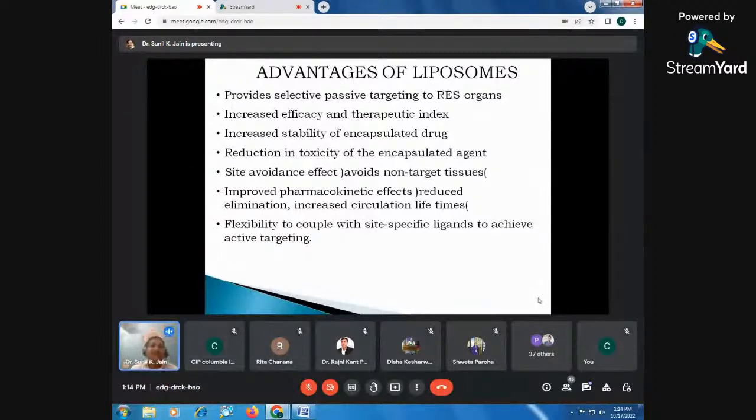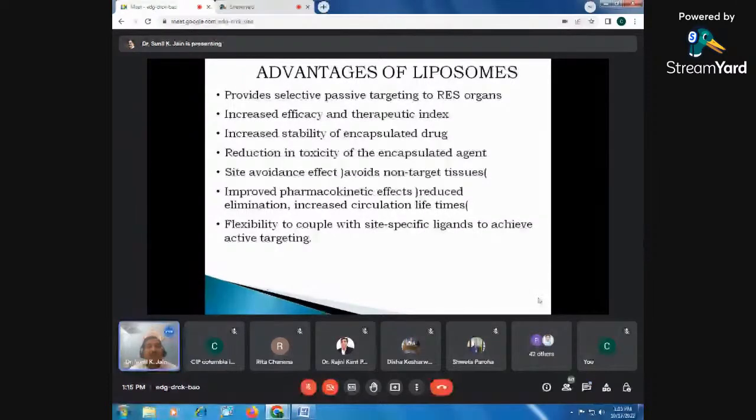These liposomes provide selective passive targeting to RES organs, increased efficacy and therapeutic index, increased stability of encapsulated drug, reduction in toxicity of the encapsulated agent, site avoidance effect. You can target the drug only to the targeted tissues, not to the non-target tissues. Only need to target where it is desired. Improved pharmacokinetic effects means reduced elimination, increased circulation times, and flexibility to couple with site-specific ligands to achieve active targeting.